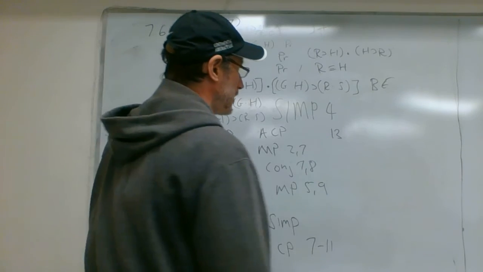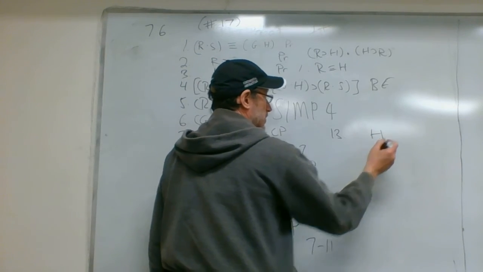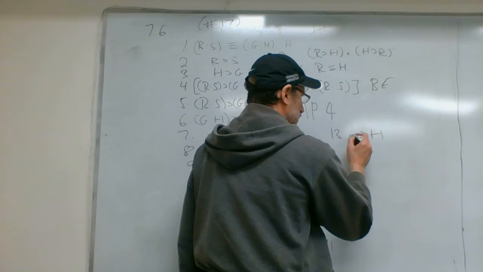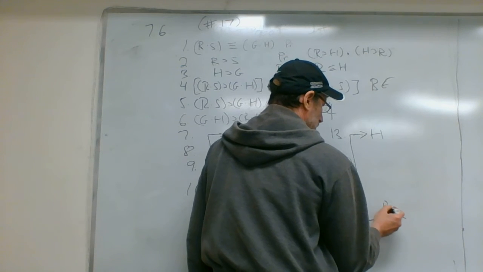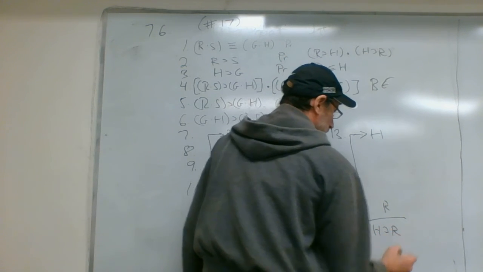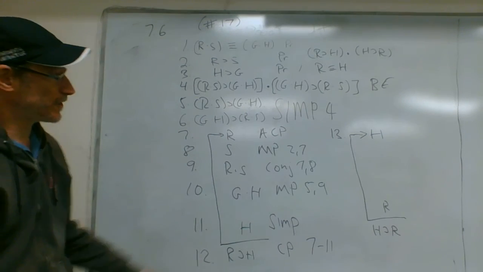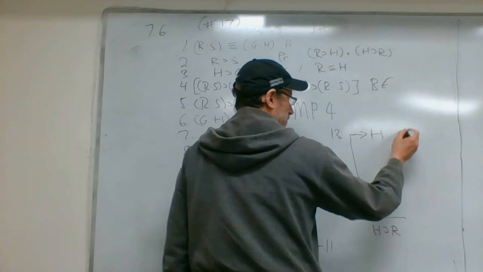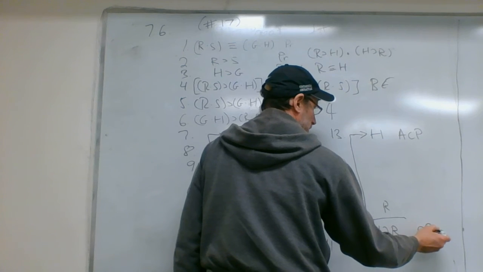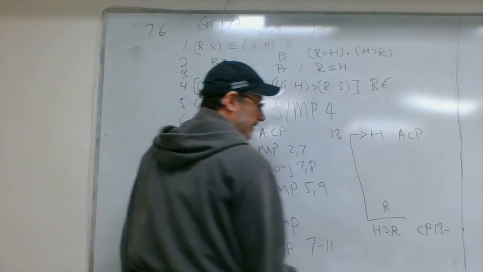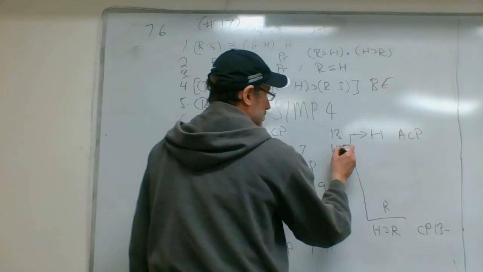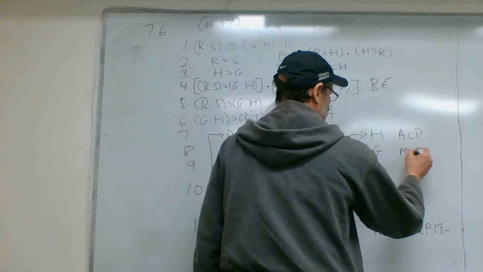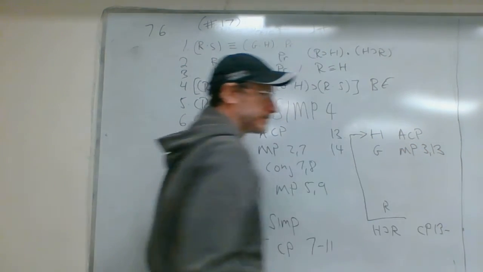So step 13, I'm going to initiate a new conditional proof. I'm going to assume H and try to get R. Assume H, try to get R, and then you get H horseshoe R. Okay, so if I assume H, well, now I have the modus ponens with 3. So let me write this down. Assumption for conditional proof. This is going to be CP on 13 through something. I can do a modus ponens because I have number 3 and number 13 gives me G. Modus ponens on 3 and 13.